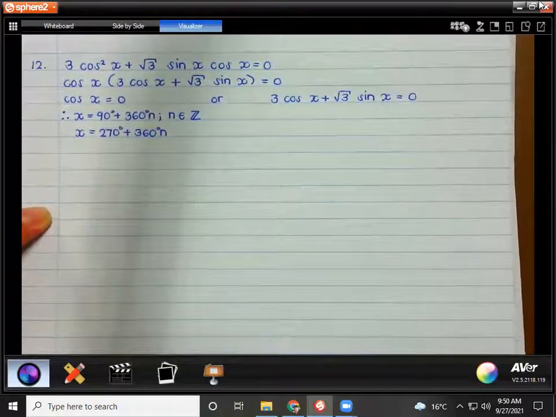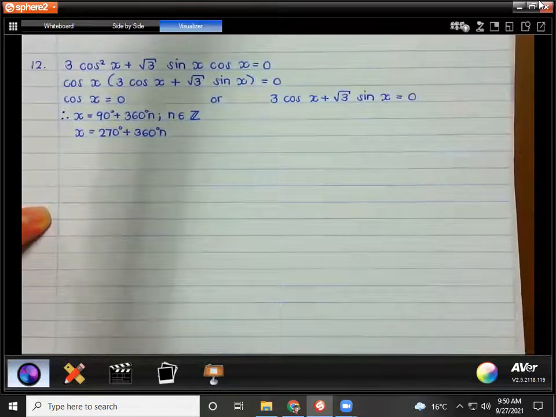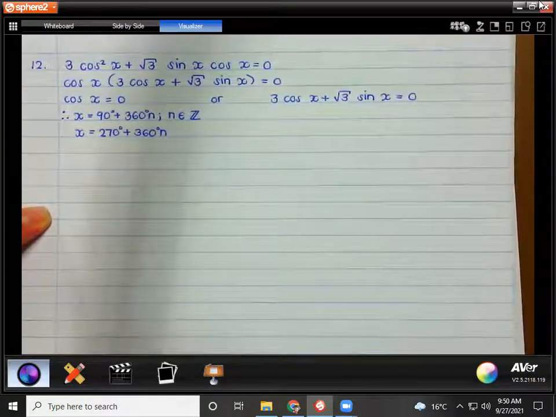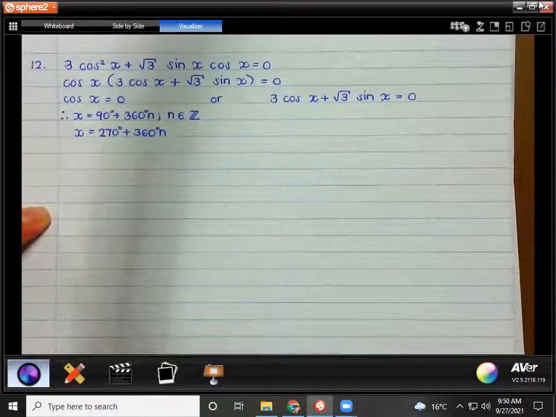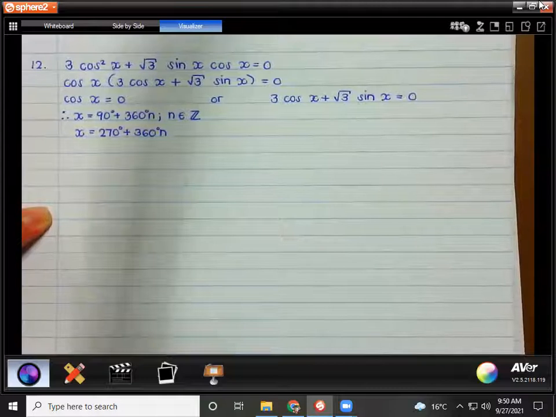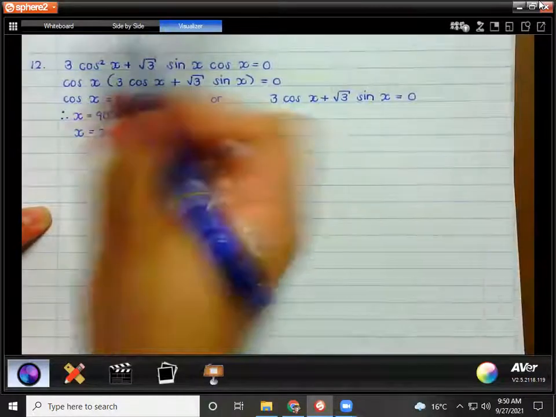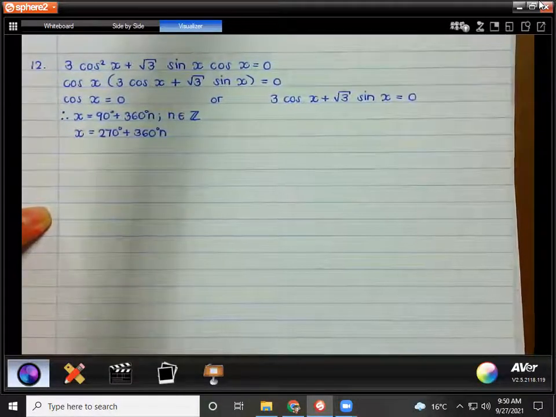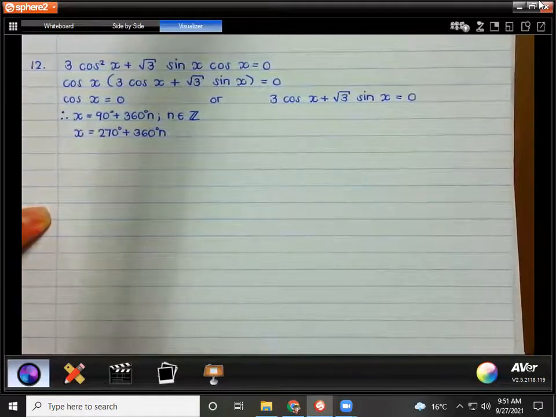And guys, this is an example of why I thought it was important for you to know the shapes of the trig graphs instead of just using the table function every time. Okay, because now obviously I suppose you can use the table function, but it helps if you are able to find those two general solutions.